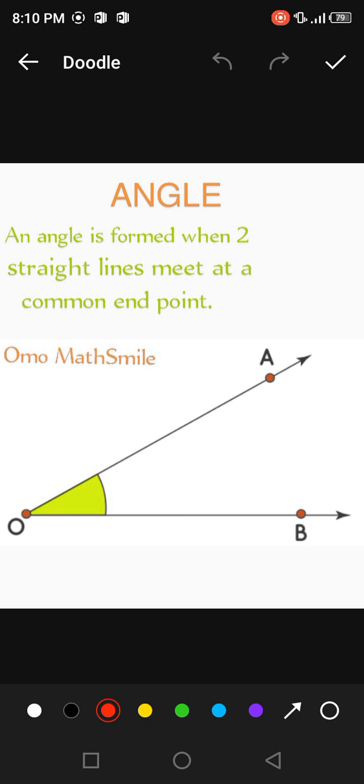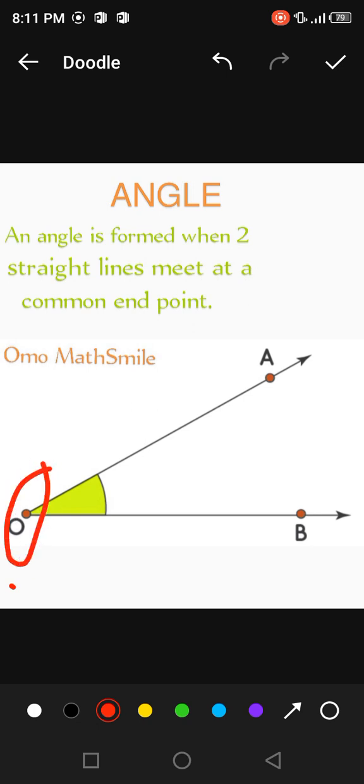This is the common end point that an angle means. At this point, O is the common end point, and it is referred to as the vertex of the angle. This point is referred to as the vertex.